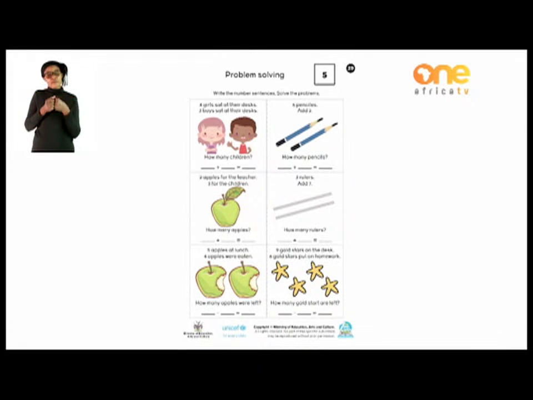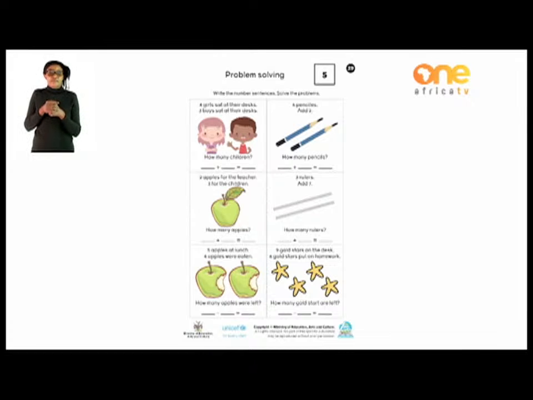There are 6 blocks of pictures. Let's go to the first block. What do you see there? I see a girl and a boy. Now let's read there on top. 4 girls sat at their desks. 3 boys sat at their desks. How many children? Now you will see there's a line, there's a plus, there's a line, there's an equal sign, and there's a line again.